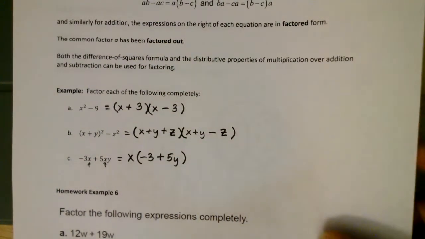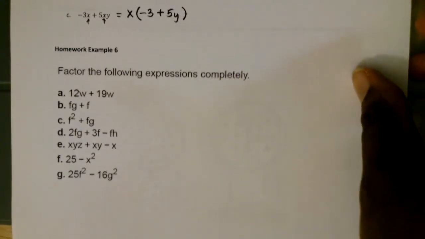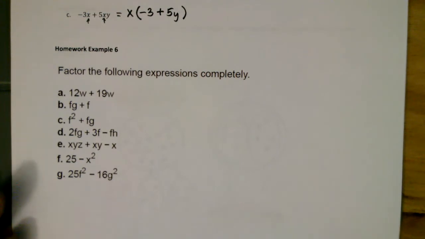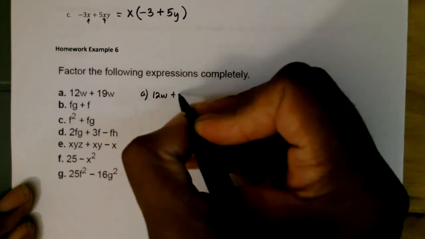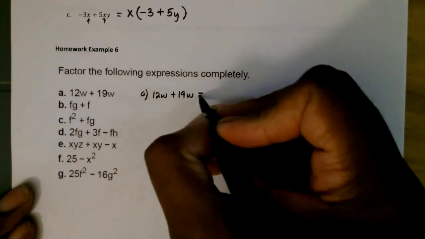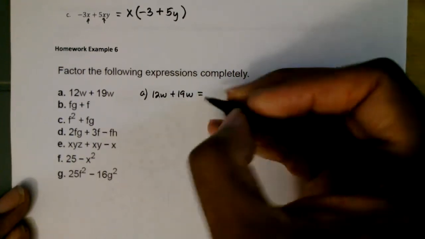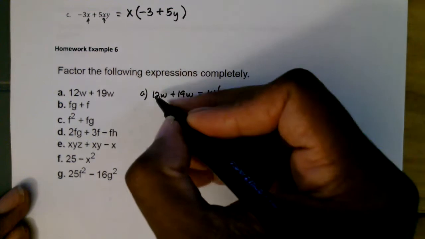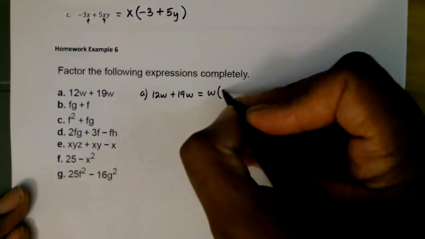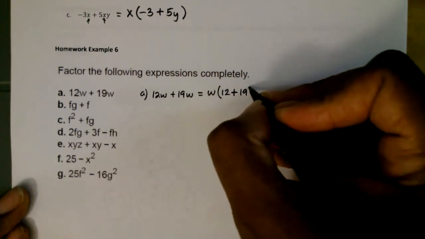Okay. Now let's look at some homework problems related to that. All right, so here we're going to factor the following expressions completely. Like in part A, we got 12w plus 19w. Notice here we have a common factor in 12w and 19w. That would be the w. So the w will be on the outside of the parentheses. That's the common factor. And then we divide 12w by w to get 12, plus 19w divided by w, that would be 19.